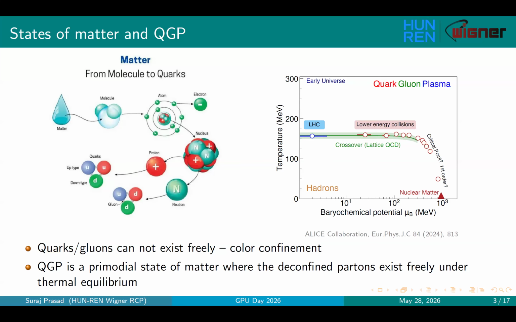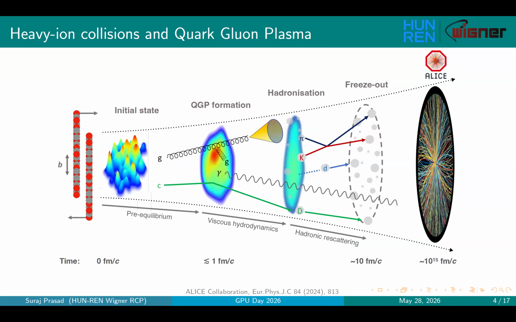So this is the state that existed in the universe in the first microseconds. How do we create this in the laboratory? We can collide heavy ions such as lead and gold. The collision then takes place, and we have an initial state where partons are there. They thermalize to form QGP, and then they evolve through different phases, and finally the particles are detected in the detectors.